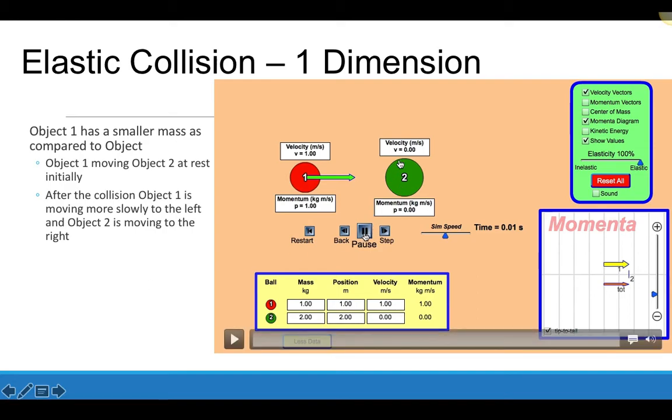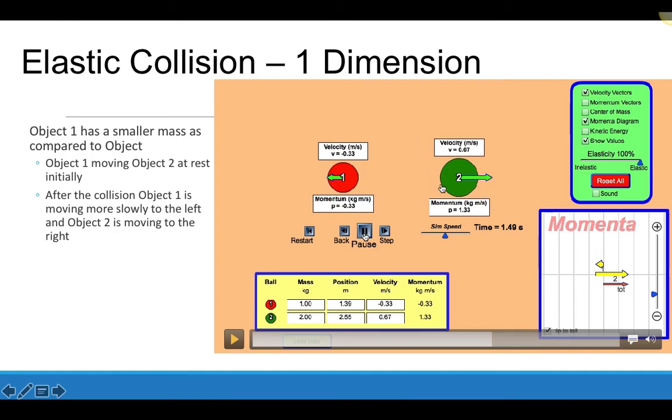All right, here object 2 has more mass, so its mass is 2 kilograms. Object 1 has 1 kilogram mass, still traveling at 1 meter per second. Let's see what happens here. Here is the total momentum before. Here's the momentum of ball 1 before the collision.